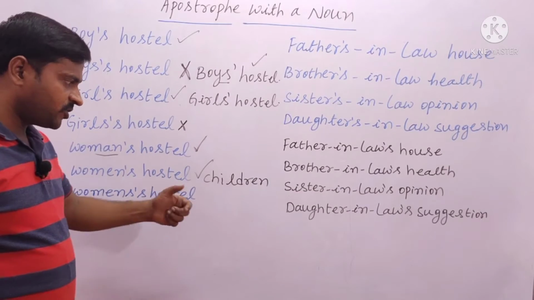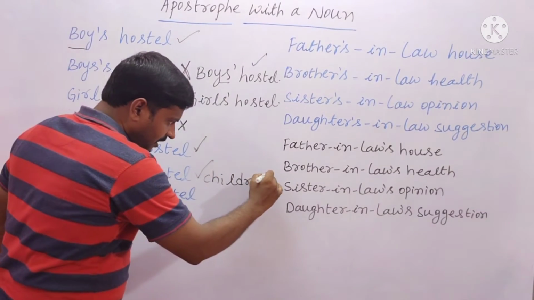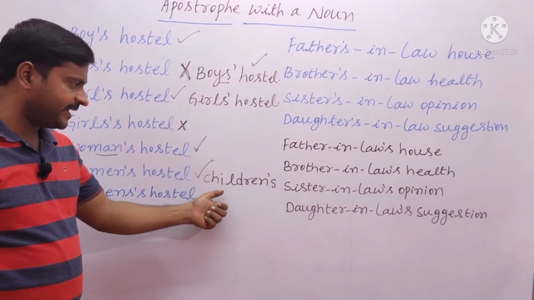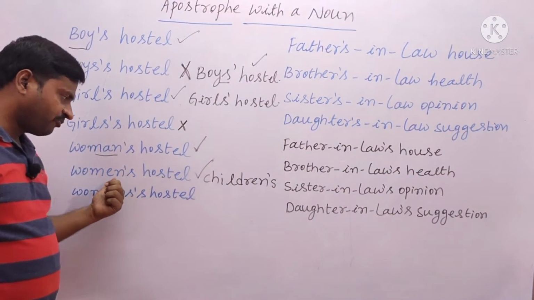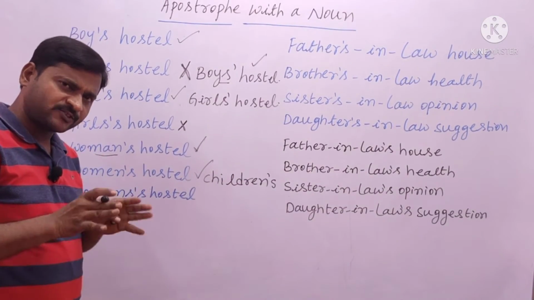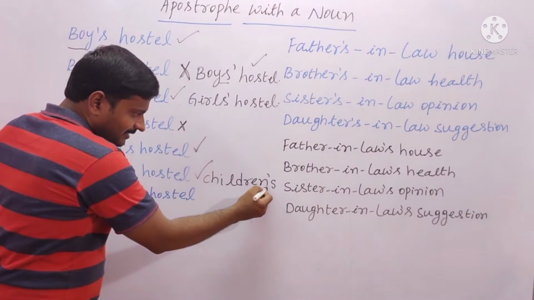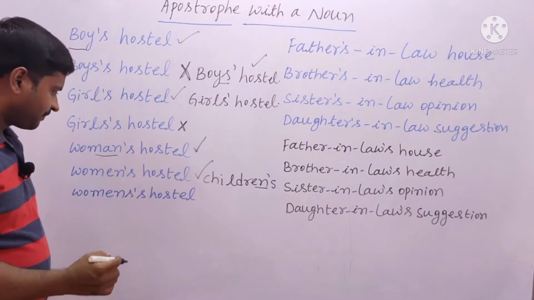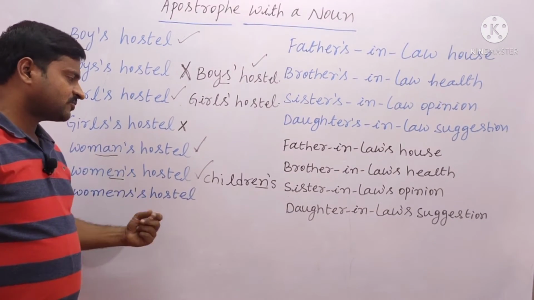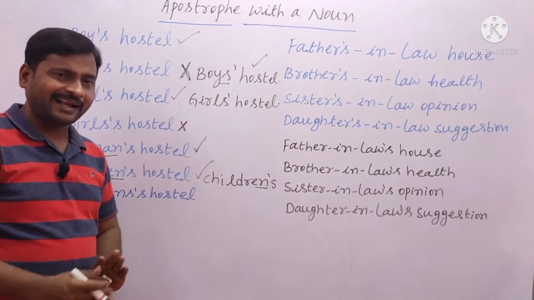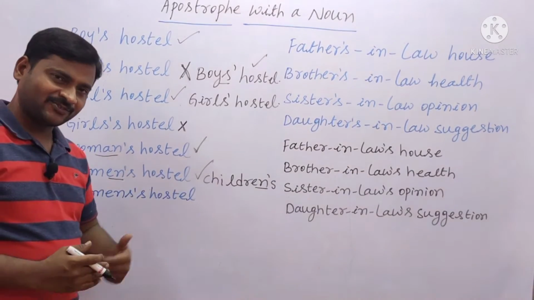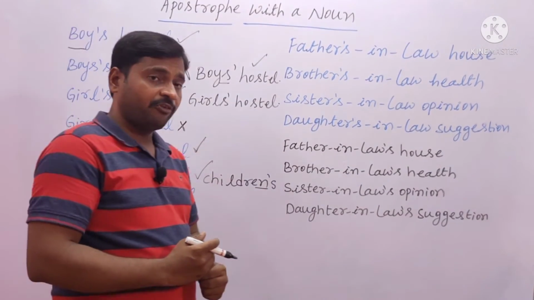Children. How do you mention an apostrophe? Apostrophe. Yes. The same case. Women's hostel, children's hostel. The same case you can apply, because it indicates plural. Here also, en indicates plural. That's why you can apply apostrophe and S marker. Children's hostel, women's hostel.